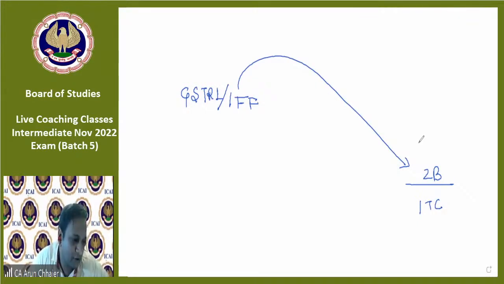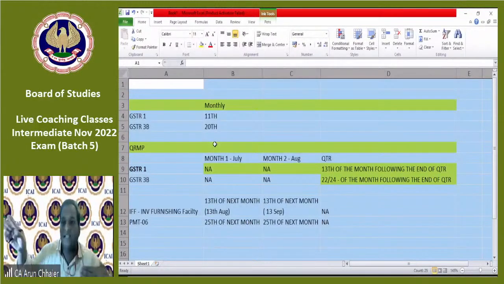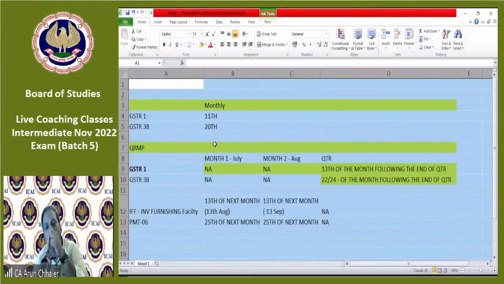For the first 2 months also, can we file the GSTR1 itself, sir? That is a good question. IFF is available for every quarter of every year. For 1 year there are 4 quarters. For every quarter, for month 1 and month 2, I will file IFF, and for the third month I will file the consolidated GSTR1.